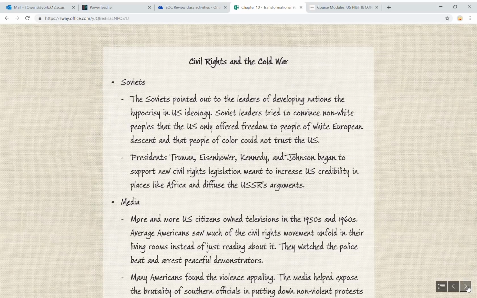Civil rights in the Cold War. This is kind of what I was talking about before. The Soviets are going to use our video, our pictures, and they're going to point out to leaders of those developing nations, those third world countries, and not just Africa, but also in the Middle East. And they're going to paint the United States as hypocrites. They're trying to convince those non-white peoples that we only care about white European freedom, and people of color aren't treated well in the United States. How do you think that we would treat people of color elsewhere?